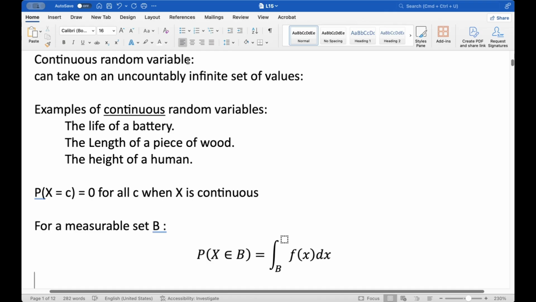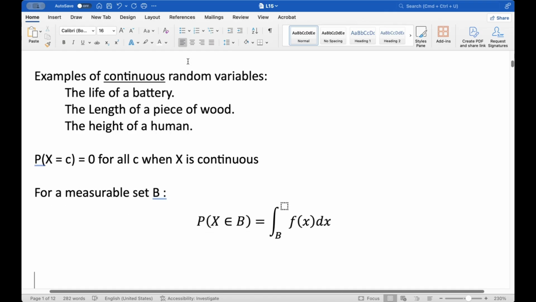Now, again, for the most part, we're going to be dealing with intervals of real numbers here, but you can extend this out to a definition for any measurable set. If you've taken analysis, you may have come across that. But again, for the most part here, even though the definition extends out to more messier situations, we're going to stick to intervals in this course. But for any measurable set B, the probability that x belongs to the set B is the integral over B of f of x dx.